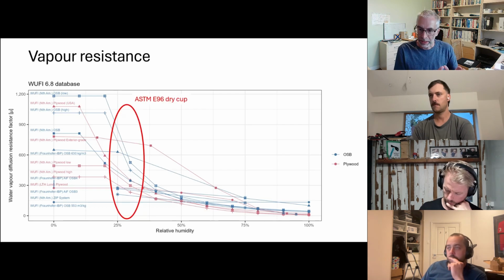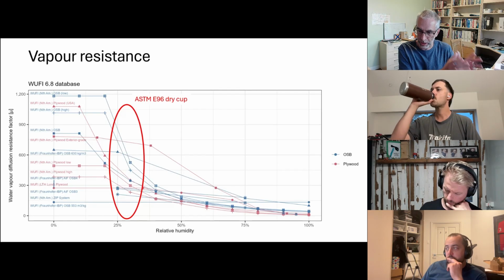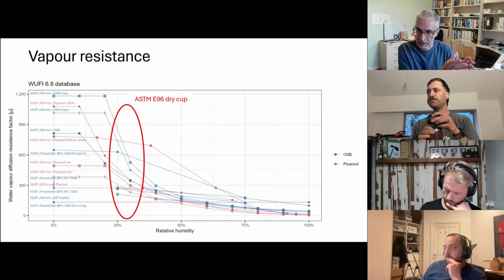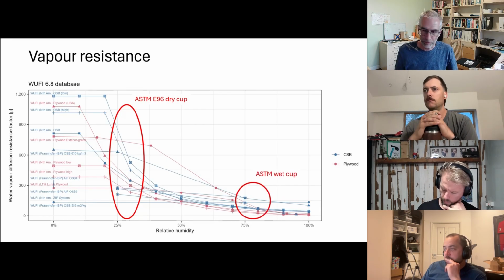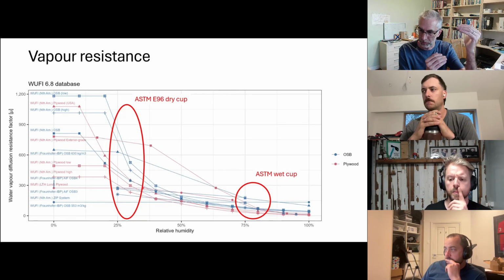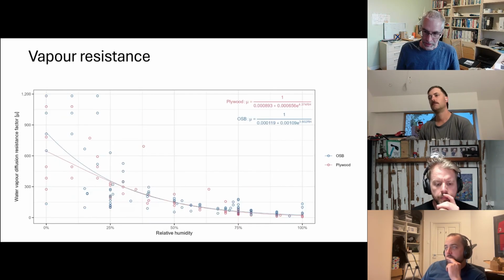So a lot of this data comes from the equivalent of that test I described a moment ago. You've got the dry cup test, so an average relative humidity of 25%. That means you've got the desiccant in the cup. And at the other end, you have the wet cup test. So you've got water in the cup, 100% relative humidity, 50% in your chamber, and therefore an average of about 75%.